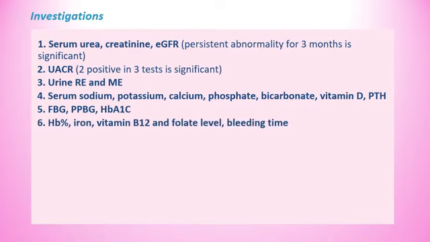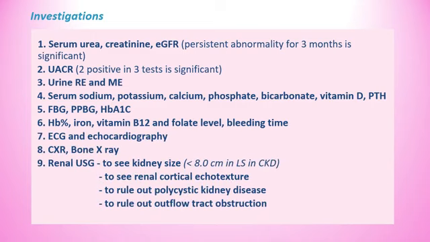percent, iron, vitamin B12, folate and bleeding time, ECG and echocardiography, chest x-ray, bone x-ray, renal ultrasonography to see the kidney size, particularly if the longitudinal section kidney is less than 8 cm, it is suggestive of CKD, to see the renal cortical echo texture, to rule out polycystic kidney disease, to rule out outflow tract obstruction.